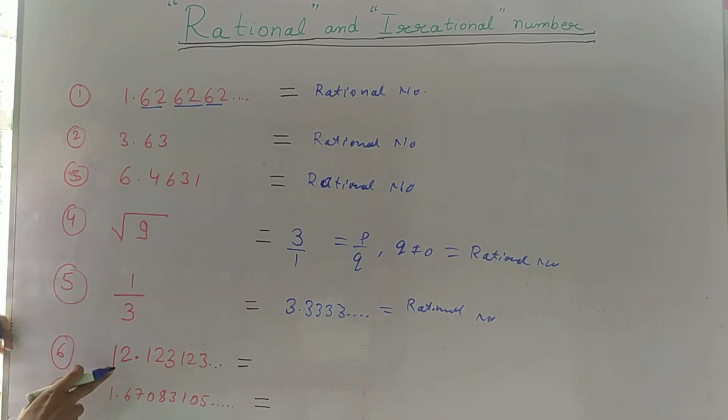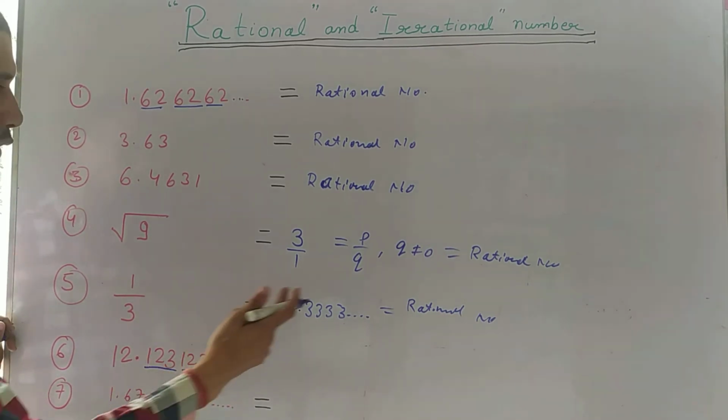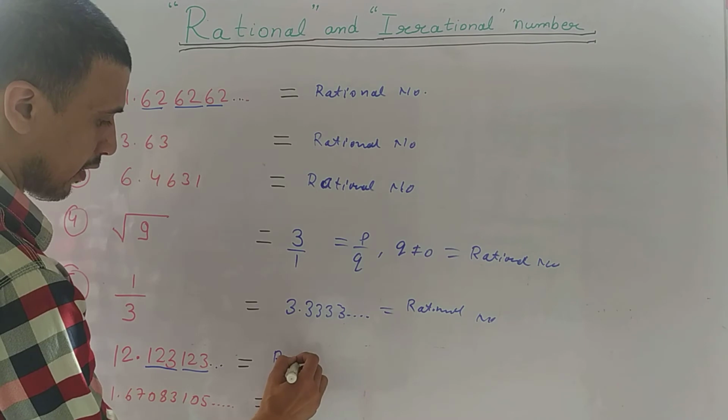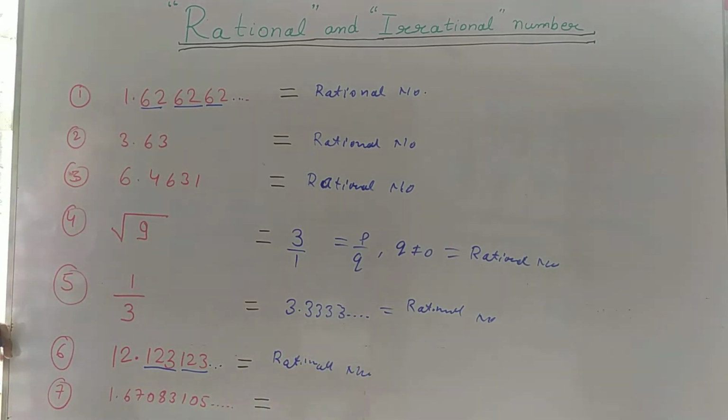Now see this one. The same condition is here. 12.123123. Here you can see repetition is going on and the dots mean non-terminating. So it is also a rational number. Clear?